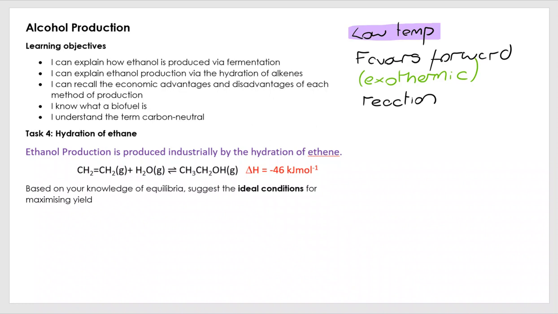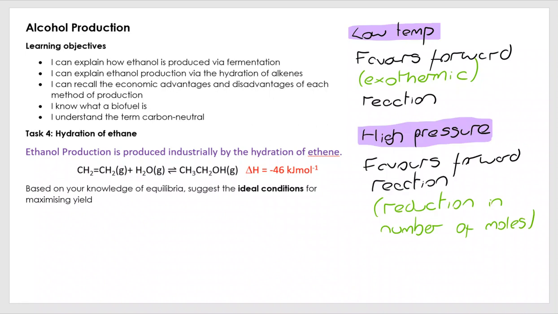So first of all, we would go for a low temperature, because low temperature favours the exothermic reaction, because that will try to bring the temperature back up. That is always the case in an industrial process, that we would want the equilibrium to shift to the right to give us a greater yield of product.